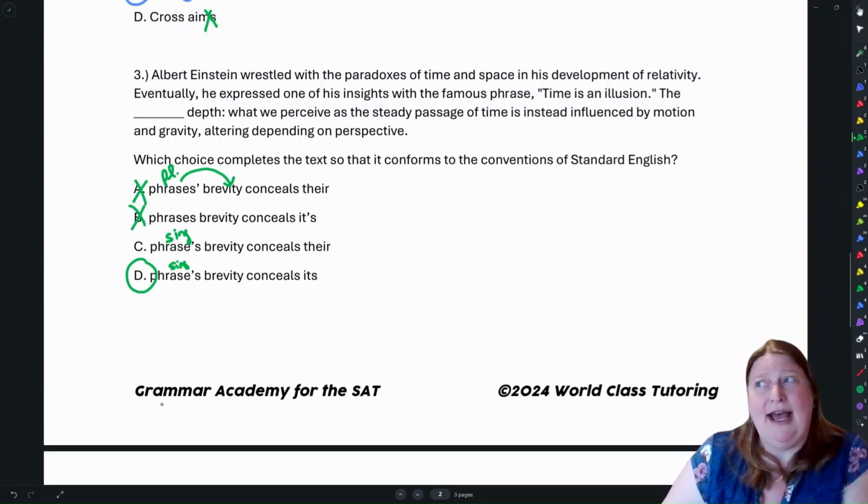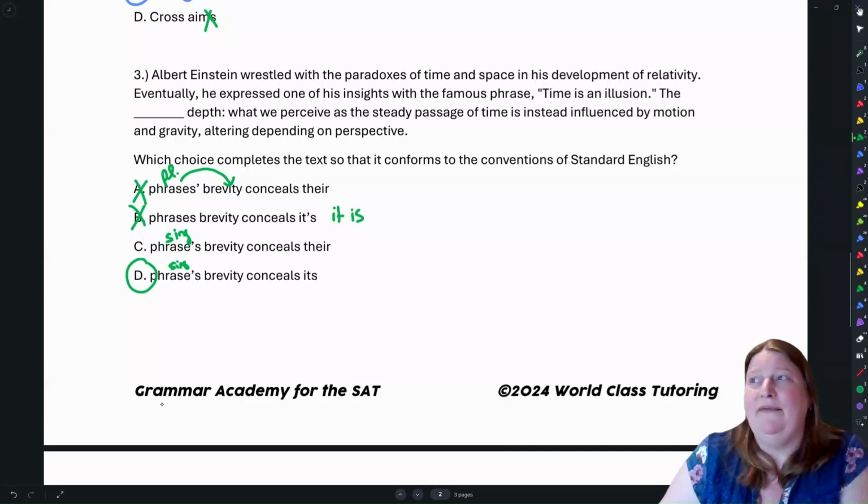Do keep in mind, IT apostrophe S is definitely not the correct answer because IT apostrophe S means it is. The brevity conceals it is depth. No, that definitely sounds terrible. ITS with no apostrophe, that's possessive.